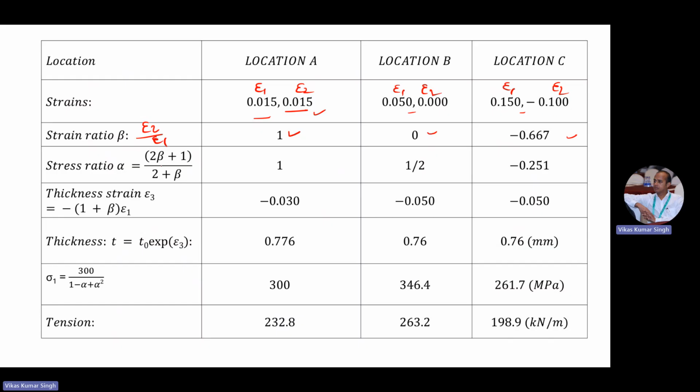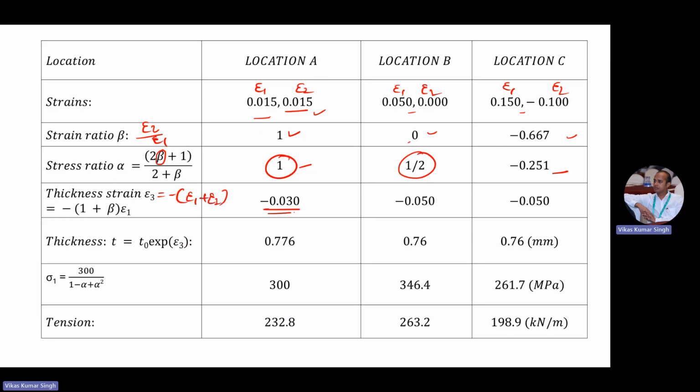Alpha value is 2 into beta plus 1, divided by 2 plus beta. So you just put that value, and you will get alpha. Here, what will be beta? 0. So once we put 0 here, this will be 1 by 2. Similarly, you will get it at location 3. Now thickness, we have already calculated this formula from volume consistency. Here in terms of beta it is given, but you can also calculate epsilon 3 equal to minus of epsilon 1 plus epsilon 2.